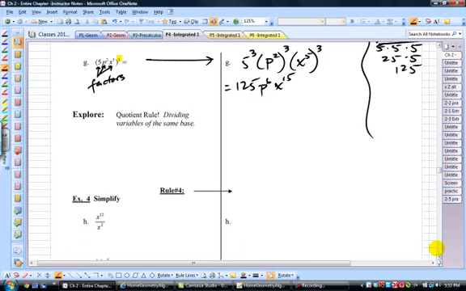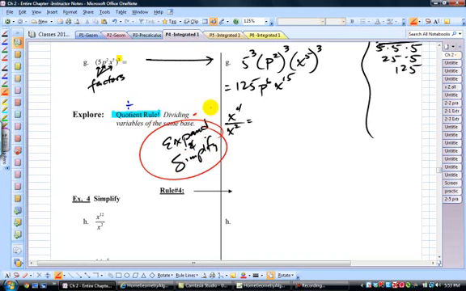All right, now there's a couple more rules. So let's explore the quotient rule: dividing variables of the same base. Remember, a quotient means fraction, it means division. Let's take a look at x to the 4th divided by x squared. The very first thing we do to understand something like this is expand. So you expand each, expand and simplify.